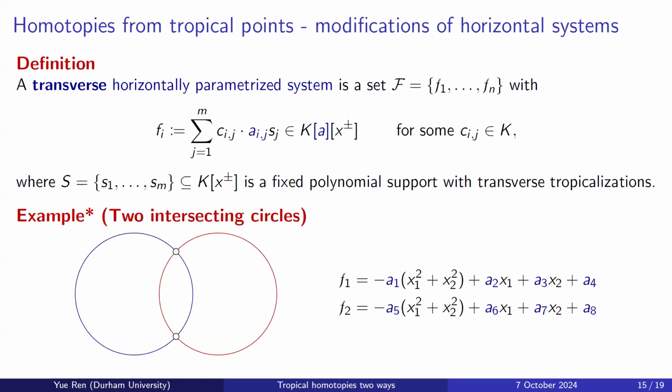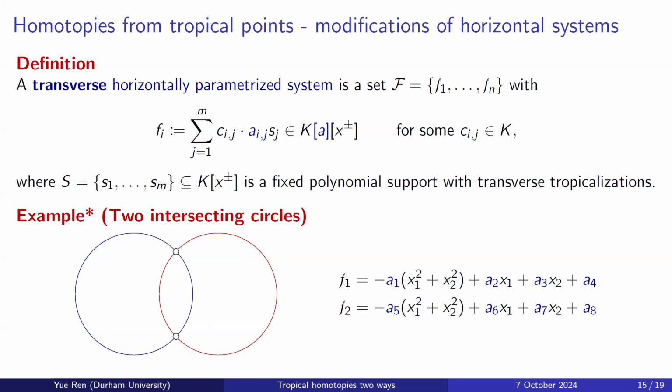So here's an example thereof. Here my polynomial support would be x1 squared plus x2 squared, that's S1. S2 is x1, S3 is x2, S4 is 1. This is a polynomial support, and now I'm in a case where the parameters, so this is usually called a horizontal system, every parameter is bound to the equation. So A1 up to A4 only appear in F1, A5 up to A8 only appear in F2.